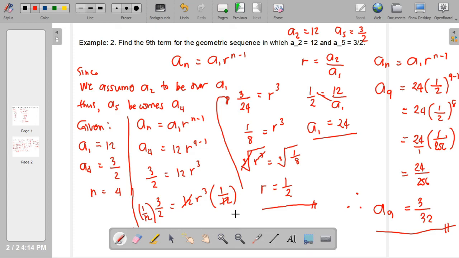I hope you got it. I hope you have no problems with our discussion in this class, and that it is clear to you how to find the nth term of a geometric sequence. Again, to find the nth term of a geometric sequence, the first thing you have to do is identify the given. You need to find in the given the first term, the common ratio, and n.